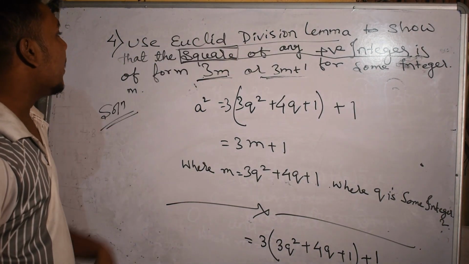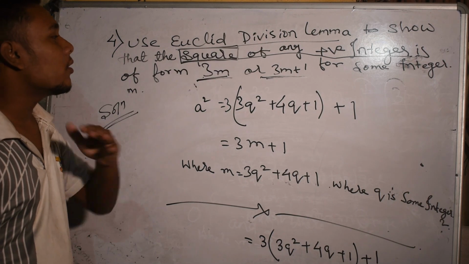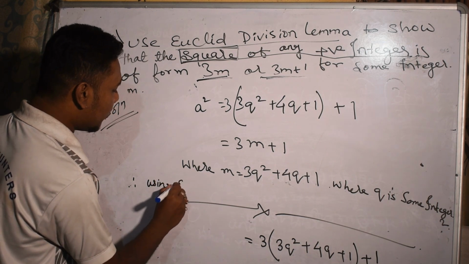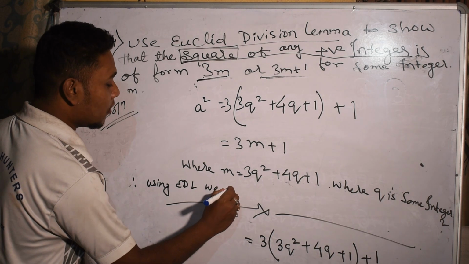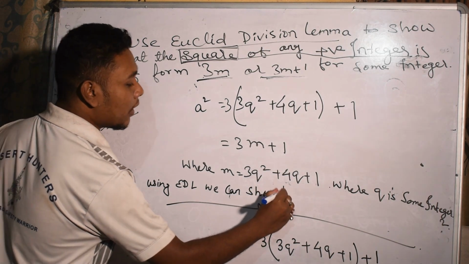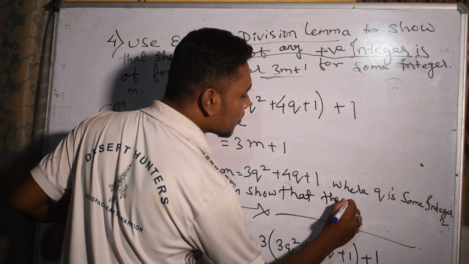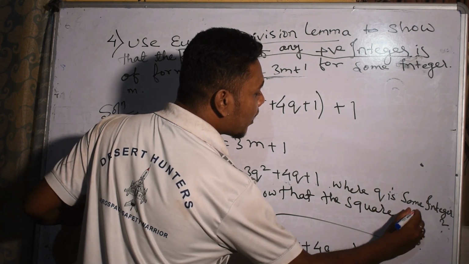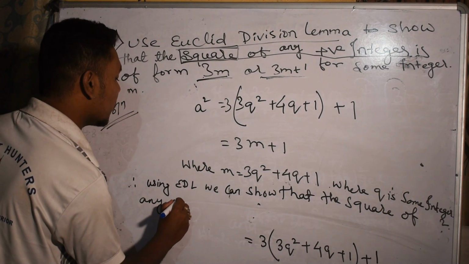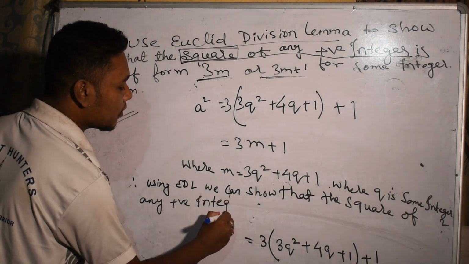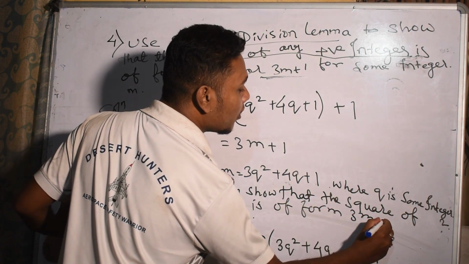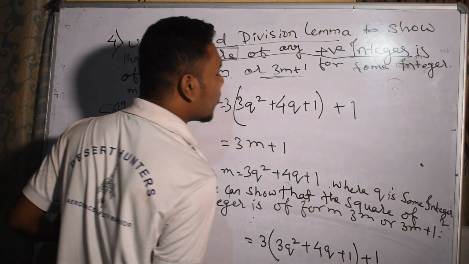After that, you can write: therefore, using EDL, we can show that the square of any positive integer is of the form 3n or 3n plus 1 for some integer.